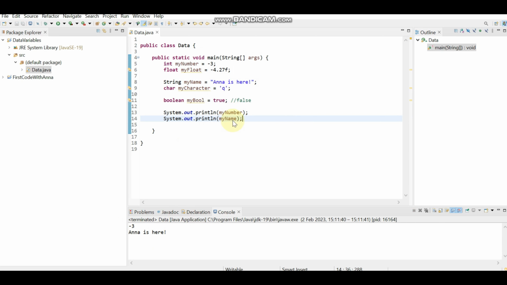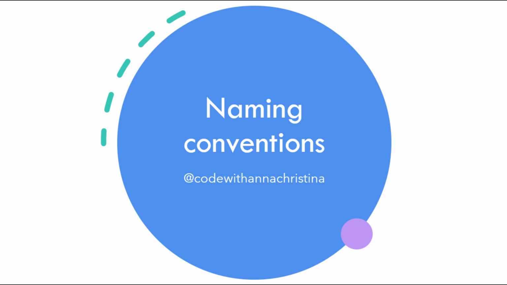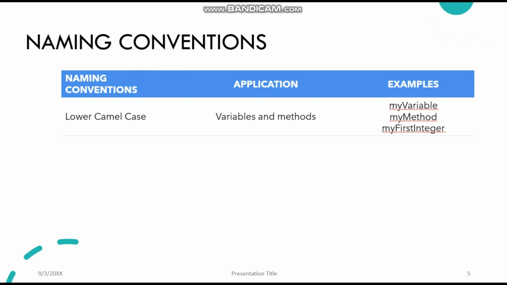Now I'm gonna explain to you how to write the variables, or for example the name of a class, the name of a variable, because we have some naming conventions in Java and you have to know them so that you can write your code like professionals. So let's talk about the naming conventions that you have to respect in Java. Let's start with the variables and methods.